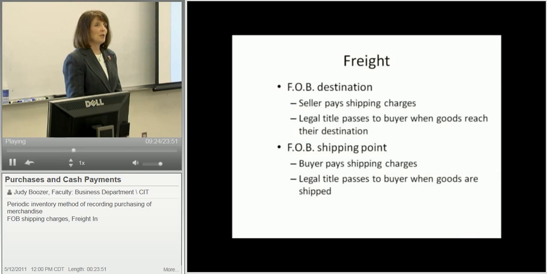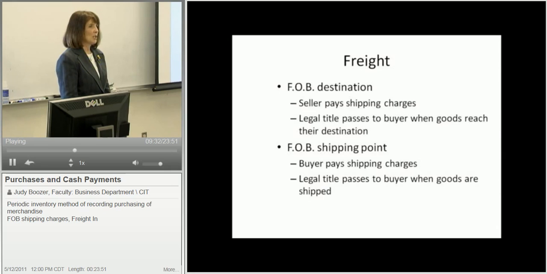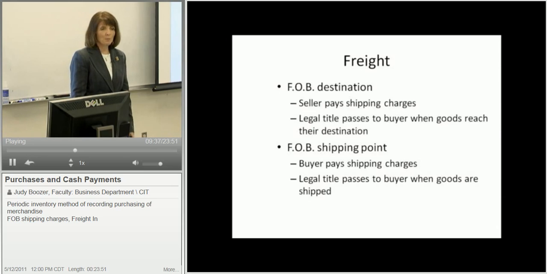So let's repeat those two freight charges that we talked about. FOB destination, again, seller pays for shipping charges. And FOB shipping point, buyer pays for shipping charges.